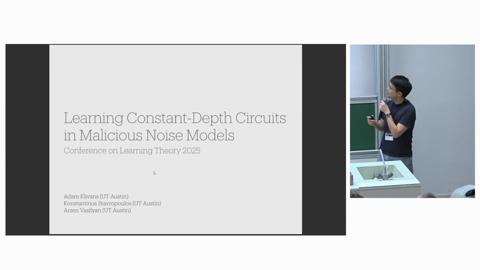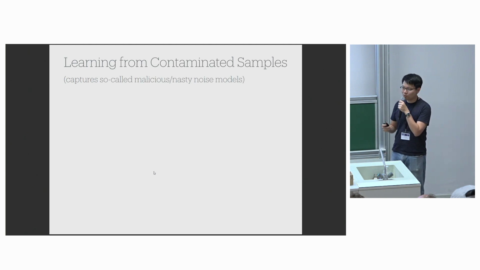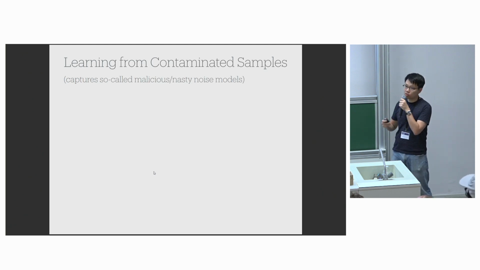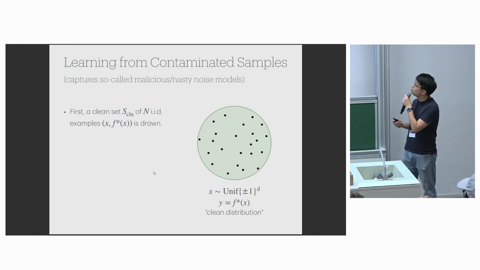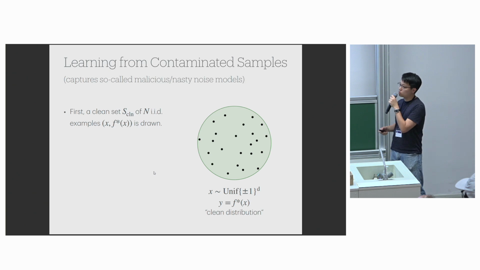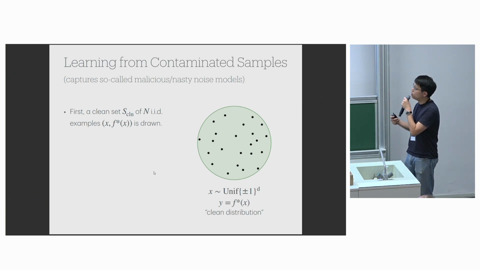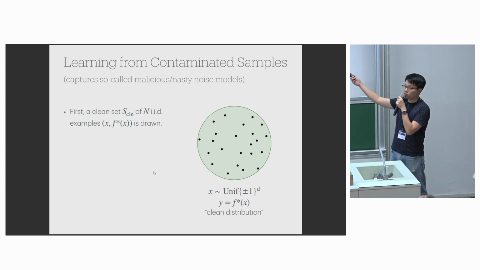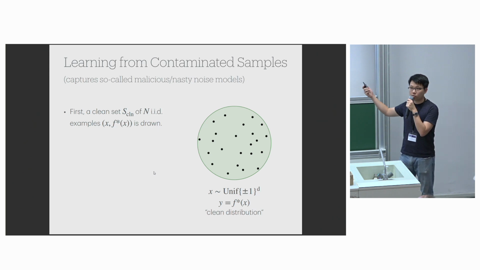Okay, great. So what is this talk about? It is about learning from contaminated samples in a broad model of contamination that captures what are known as malicious or nasty noise models in the literature. It's a fairly strong model of contamination. In particular, we're working in a supervised learning setting where you first assume that a clean set of IID samples is drawn from some distribution. Here we're going to focus on the distribution being the uniform distribution over the hypercube.